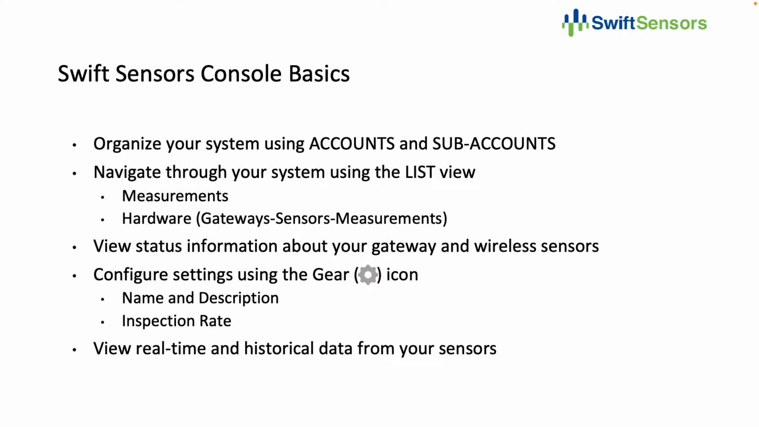And the inspection rate, which determines how often the sensor is taking a measurement and sending it to the gateway. For measurements that may change very slowly, like temperature, you can expand the inspection rate to save on battery life. And finally, we'll show you how you can view the data from your sensors in real time and scroll through the historical data, all using the tools in the console.